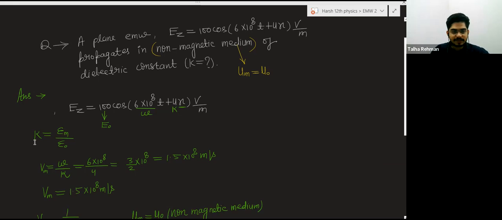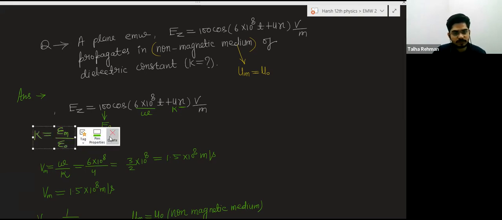Actually, this k and this k are different things. Basically, this is another type of k. This k is the wave number. So I am writing here, this k is the wave number.